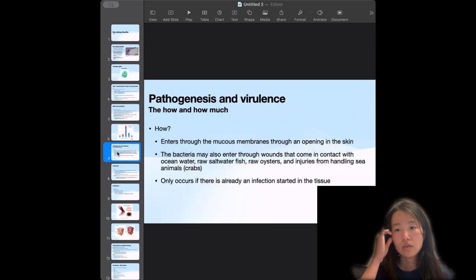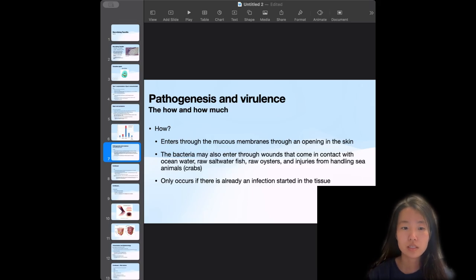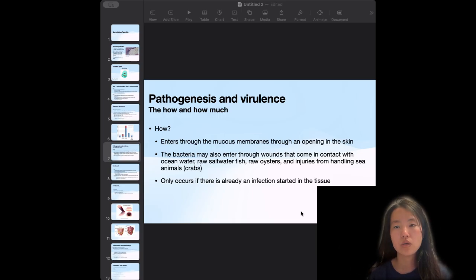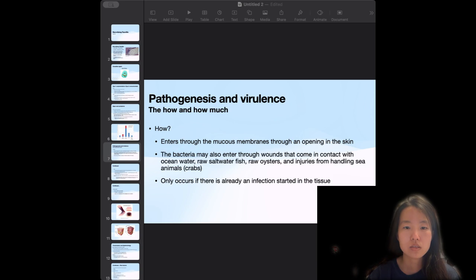As for how the bacteria enters the body, it usually enters through an opening in the skin. This can be a minor trauma, an insect bite, or a puncture wound. It could even be a muscle strain or bruise, even if there's no break in the skin. It can also enter through a surgical wound, most likely an intestinal wound.